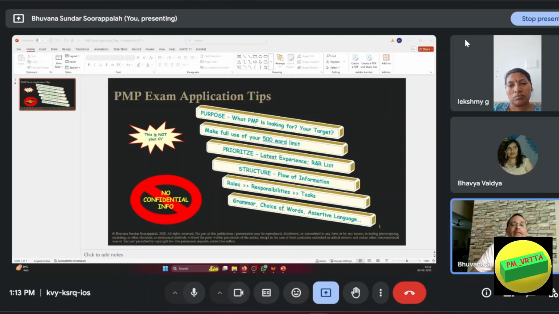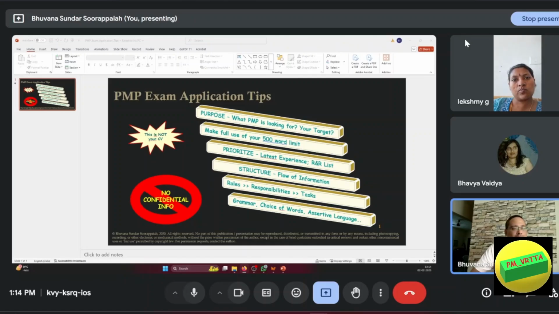So you should technically convince the volunteers who are reviewing your application, or PMI, for example, that you do have this. So fix a purpose. That's what PMP or PMI is looking for.